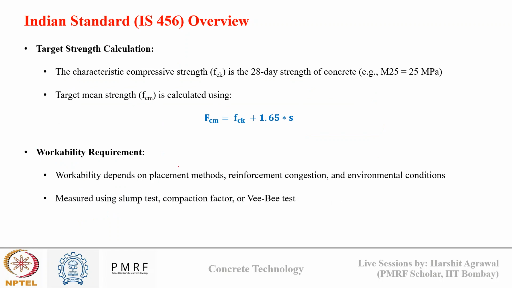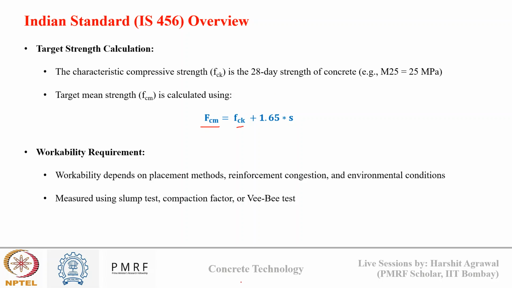The third point is the target mean strength. So whatever concrete we prepare, it is for achieving a certain target mean strength when we know the characteristic compressive strength that is required. So simply saying, we know the FCK value and we design for FCM, target mean strength.